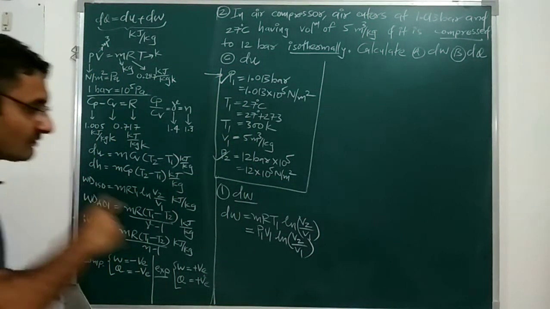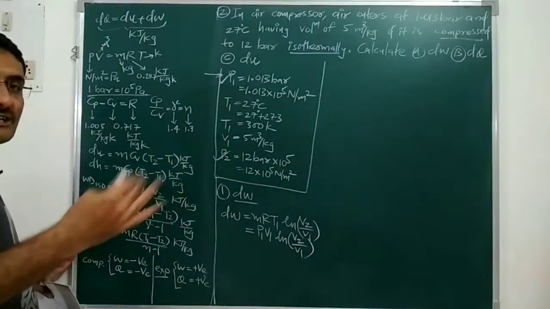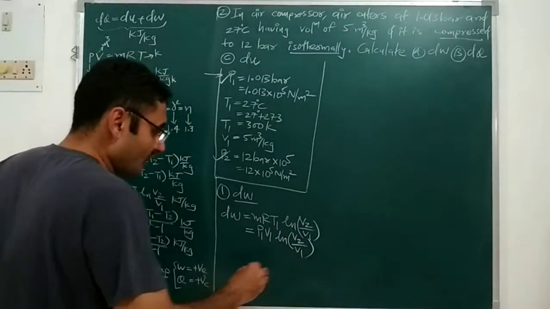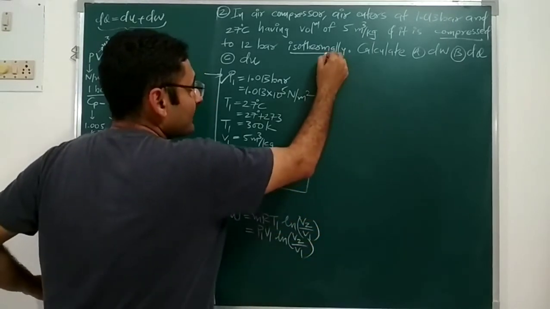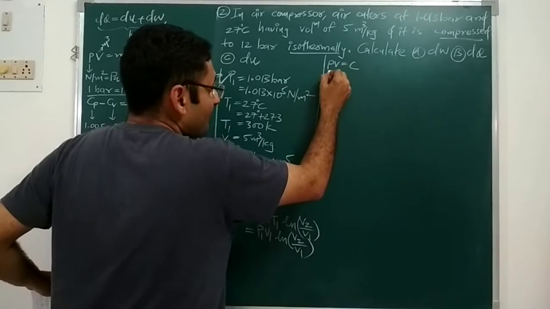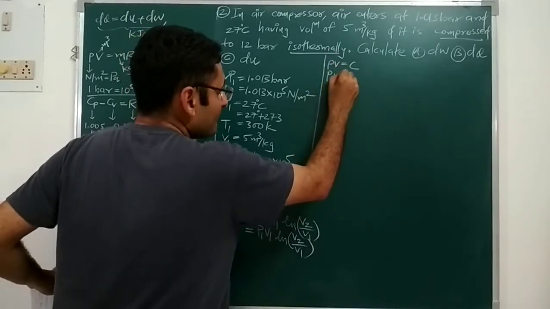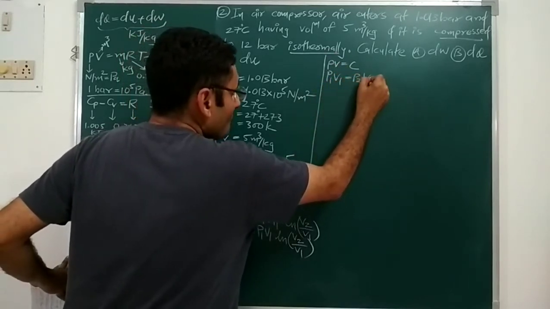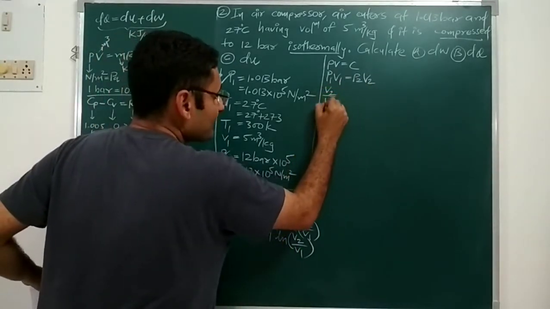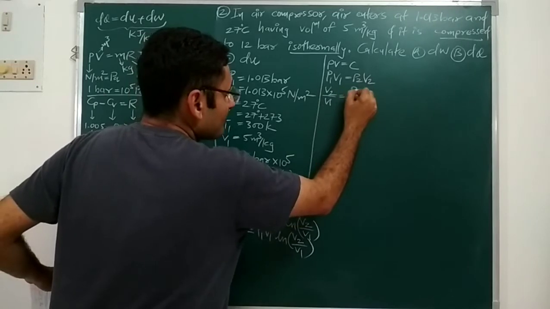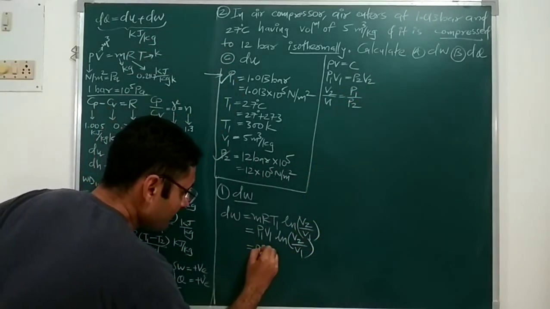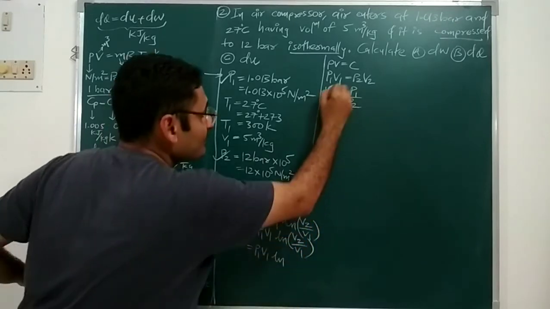That means if you convert V2 by V1 in terms of pressure ratio, then the work can be done. So for that purpose, for an isothermal process, the equation is PV equals C, and for a process, two points are there. So P1 V1 equals P2 V2. You want the value of V2 by V1, so I will make V2 by V1 the subject. V2 by V1 is equal to P1 by P2. So instead of V2 by V1, I can write P1 by P2. P1 V1 ln V2 by V1 is what?